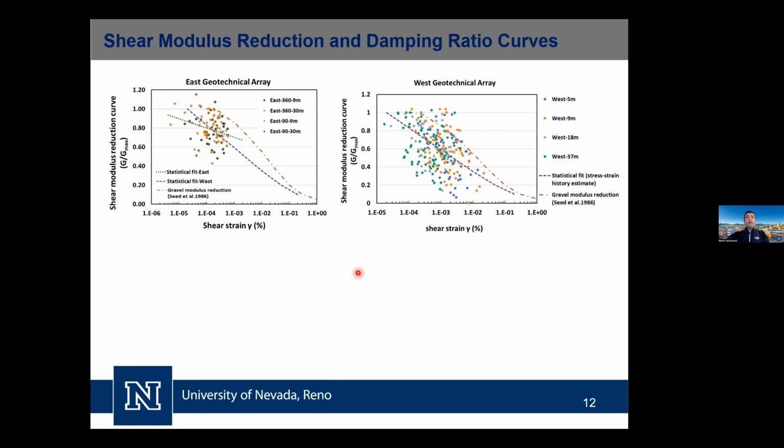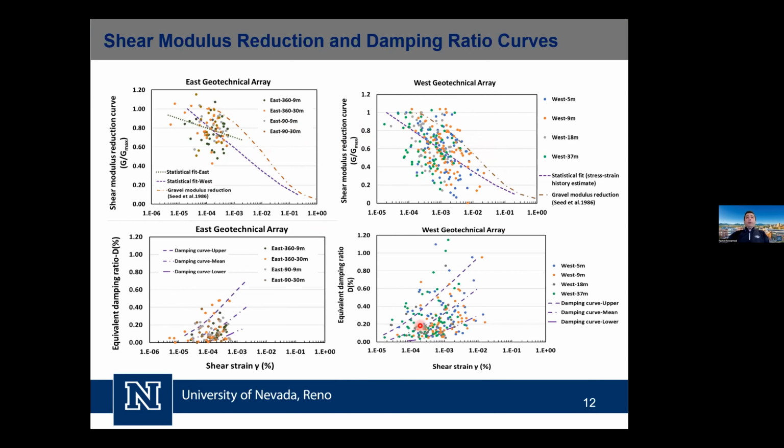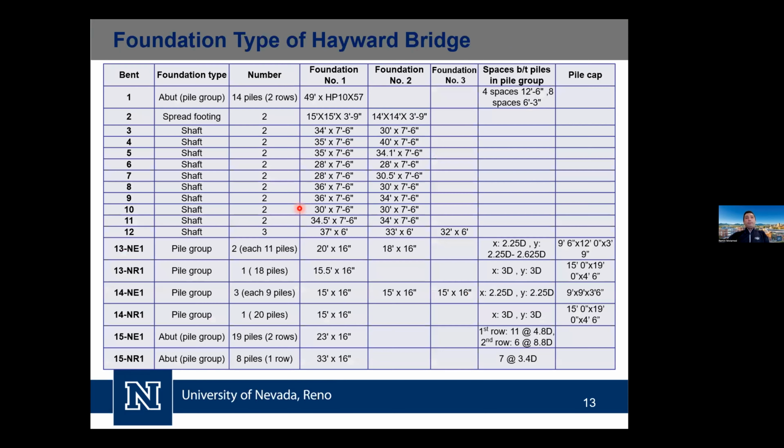1986 also curve on this plot. And also the variations of damping at these two locations versus shear strain. And so these data are going to be useful at the later stages of this project.